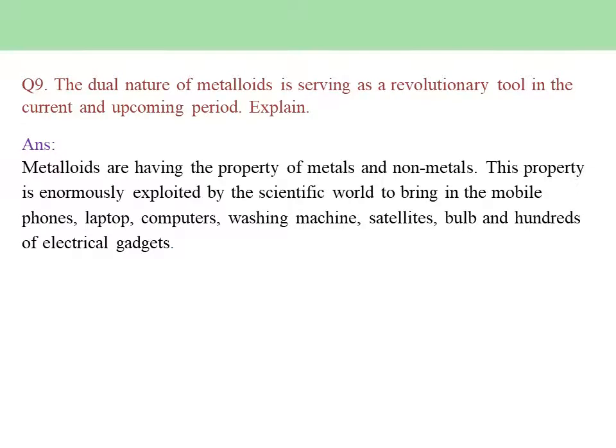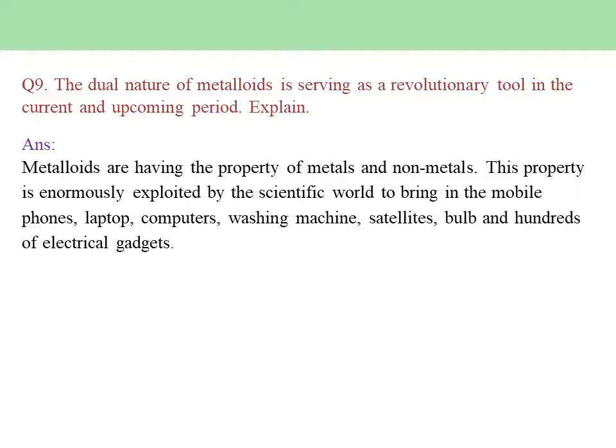Metalloids have properties of metals and non-metals. This property is enormously exploited by the scientific world to bring us mobile phones, laptops, computers, washing machines, satellites, bulbs, and hundreds of electrical gadgets. Those electrical gadgets are made up of particular metalloids, silicon and germanium, the two very important metalloids. So it's a revolutionary tool.